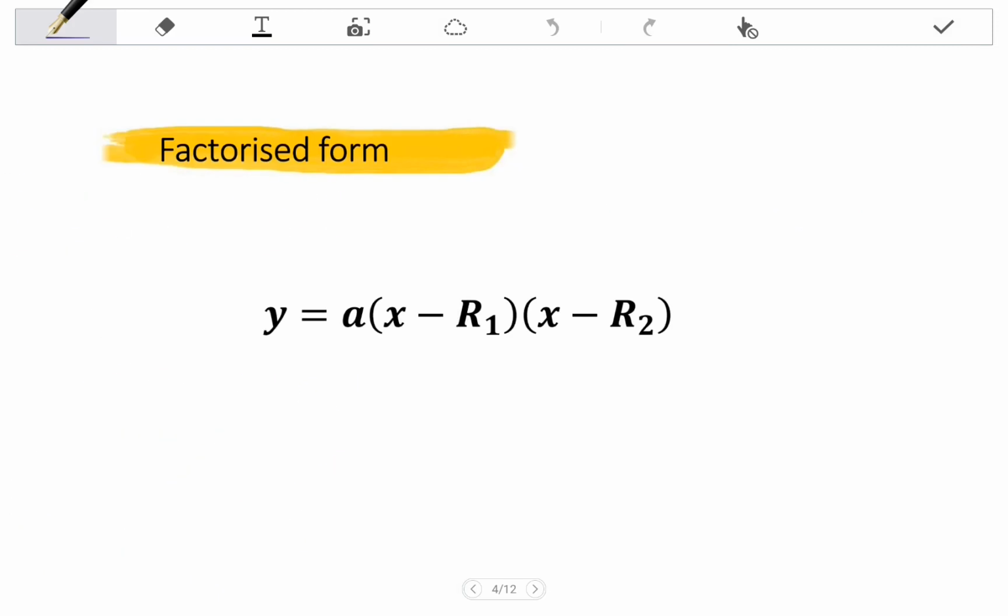And the final form in which a parabola can be represented is the factorized form, also known as the root form. Okay, because the r1 and r2 represent the roots of a parabola. So the roots, and another name for the roots, are the x-intercepts. So this equation becomes very helpful to us if we have to find the equation of a parabola where we are given the x-intercepts. And again, a represents our shape.